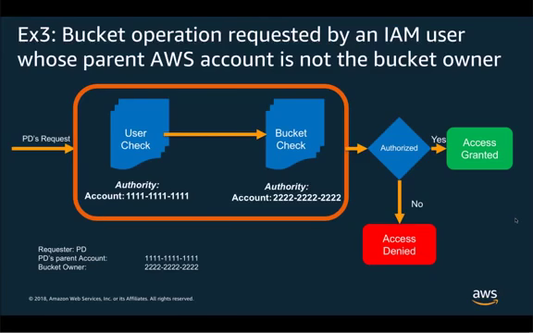And then in the bucket context check, S3 verifies if the bucket owner has written a policy or an ACL that grants PD or allows PD to perform a particular operation. If he has that permission, S3 grants the request and performs the operation. Otherwise, S3 will deny this request.